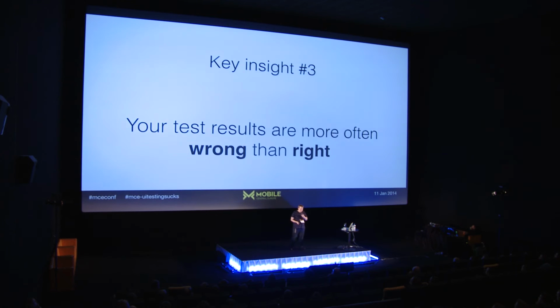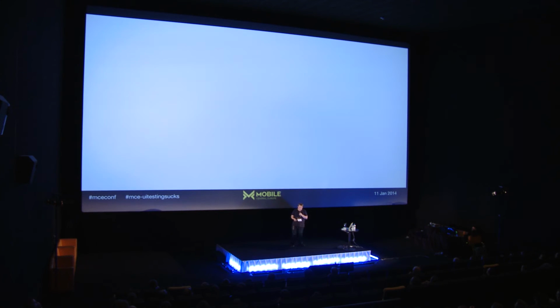So key insight number 3, your test results are more often wrong than right. Because it's much more likely that when you get a failed test, it's because of something to do with your test rather than something to do with your code. Why is this? Well, it's very simple. If you have 7 tests, and each of those tests has a probability of being right of 0.9, and all the probabilities are independent, which is probably okay, then your test suite only passes 47% of the time.